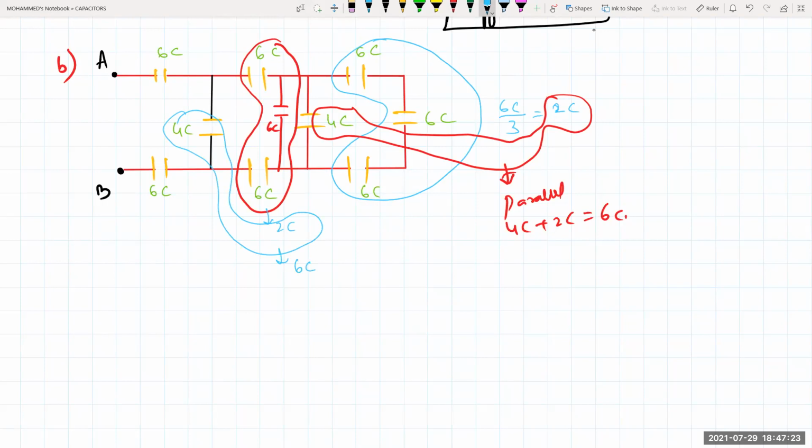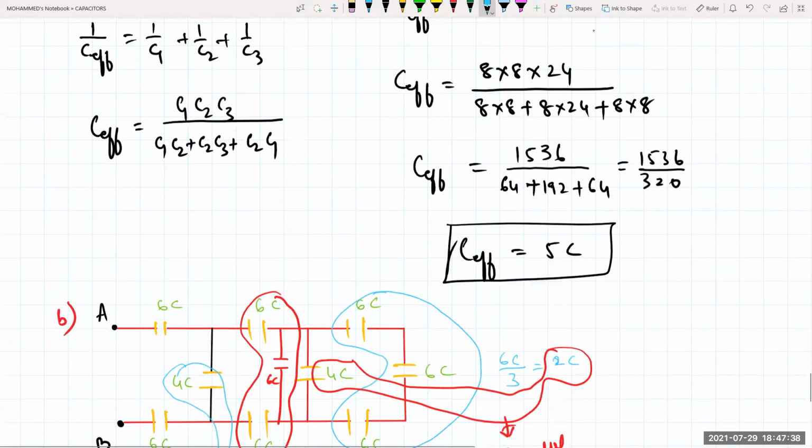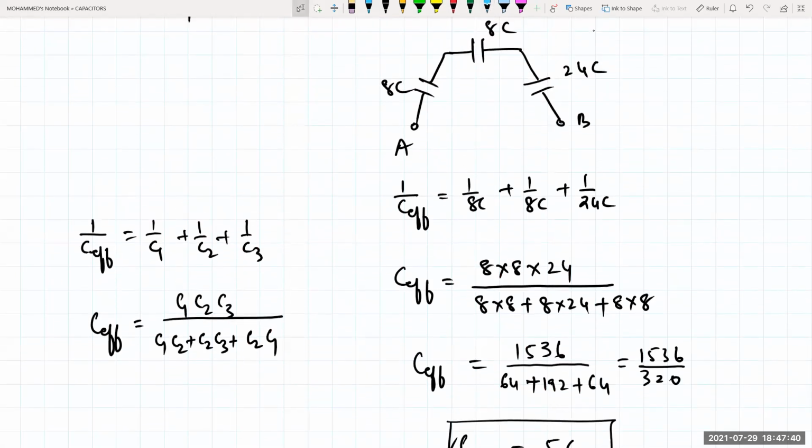Again, this 6C and this 6C will be in series, so the effective will be equal to 2C. That will be the answer. Clear? I hope you got it. So like that we can go on for series as well as parallel combinations.